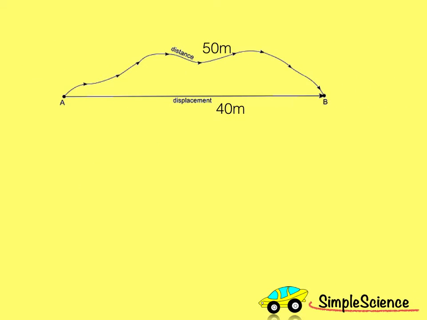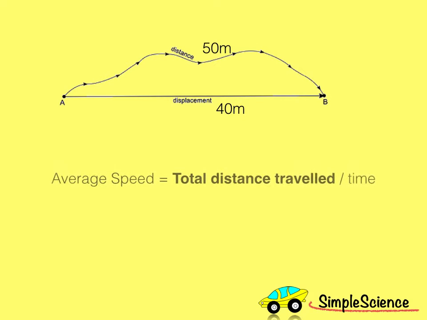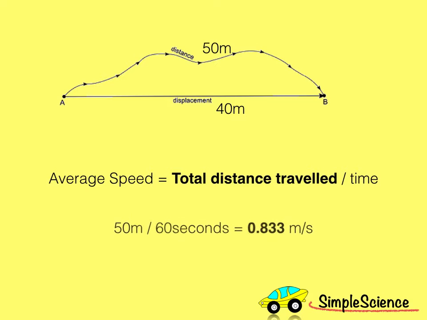To calculate his average speed, we are going to use the formula total distance traveled divided by time. The total distance traveled is the length of the total curved path. As indicated, it is 50 meters long. And the total time he traveled is 60 seconds. So 50 divided by 60 gives you 0.833 meters per second.